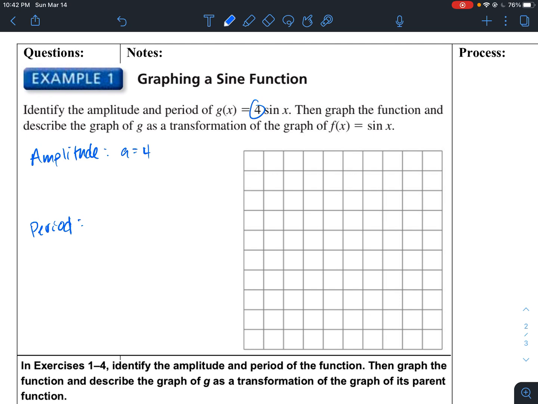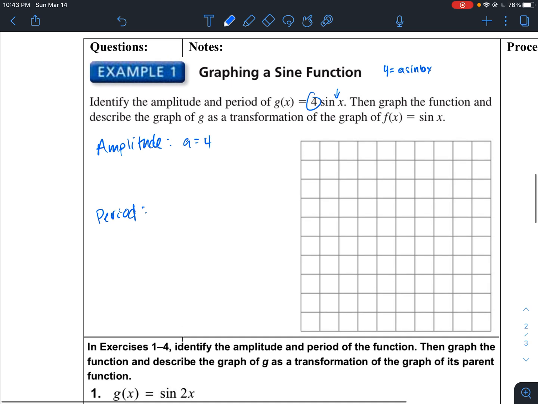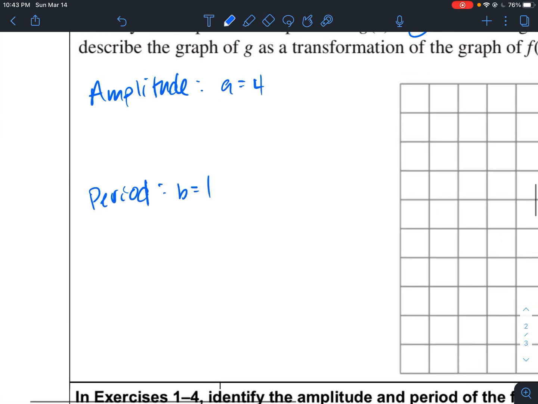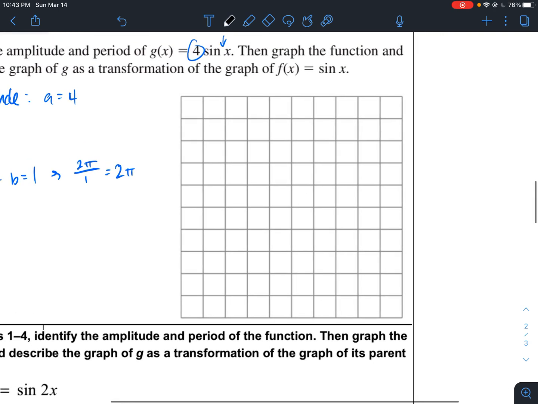The period, so remember that the function takes on the form y is equal to a sine of bx. Notice that we don't have a value, we just have 1x, and so our b value is 1. b is equal to 1. So the period is 2 pi over b, which is 1, which is equal to 2 pi. This is important for you guys to find the period, because the period will tell you where to begin your cycle, or how long your cycles are going to be.